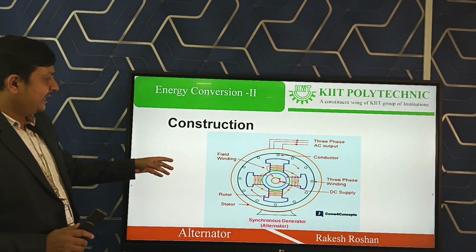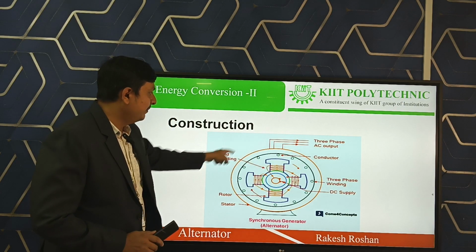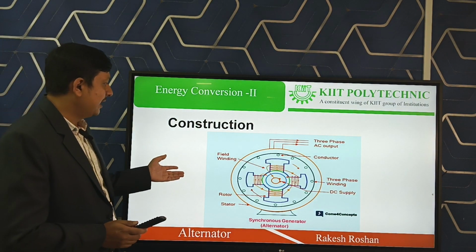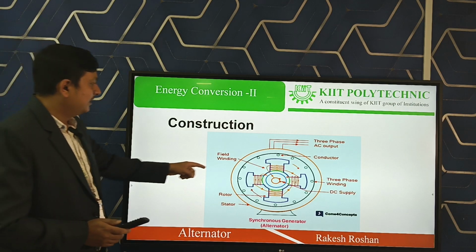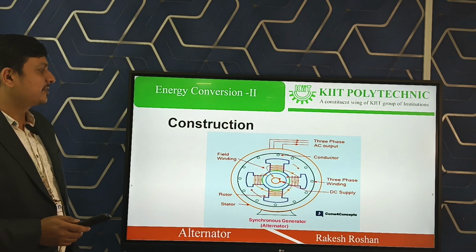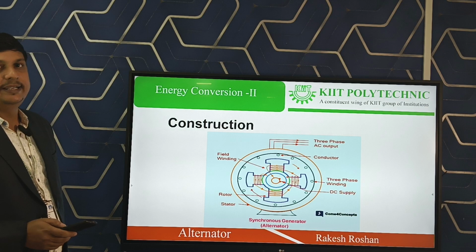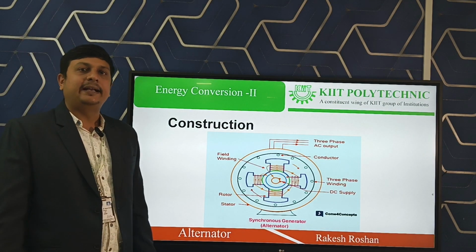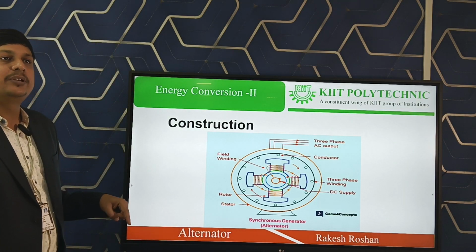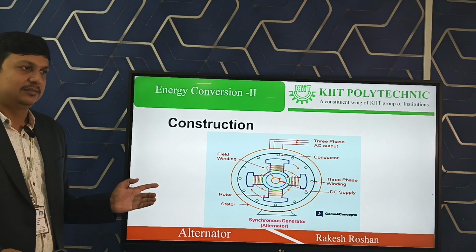We can see this is the outer construction. It is the outer frame, which is a support structure for the alternator. It is generally made of cast iron or silicon steel, and this is the armature core. The armature core has a slotted structure in which the armature winding is placed. The armature winding is star connected, and the neutral is grounded through a resistance to the earth.